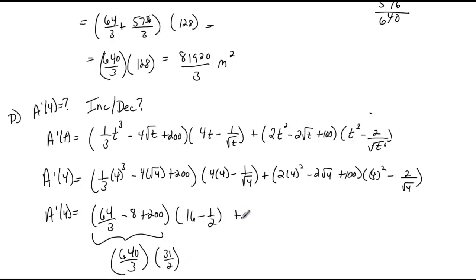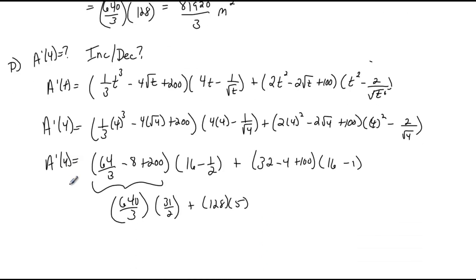So let us continue with a plus. 4 squared is 16 times 2 is 32, minus 2 times 2 is minus 4, plus 100, times 4 squared, which is 16, minus 2 all over 2, which gives you minus 1. So we're going to get 15 there. Let us simplify. 32 minus 4 gives you 28, plus 100 is 128, times the value of 16 minus 1, which is 15. Let us go ahead and use our calculator for this process.